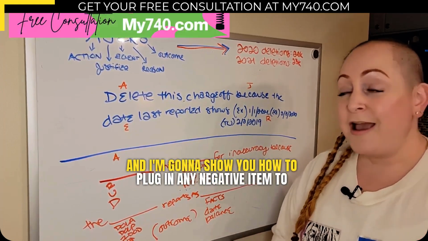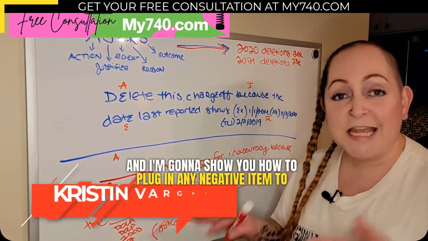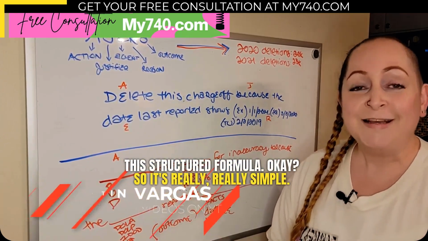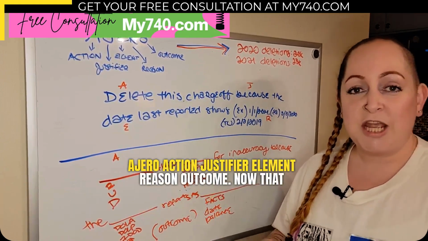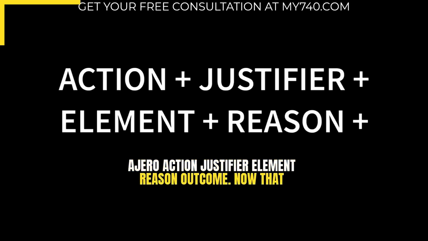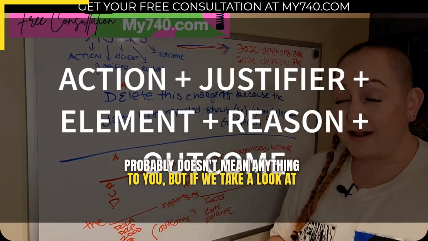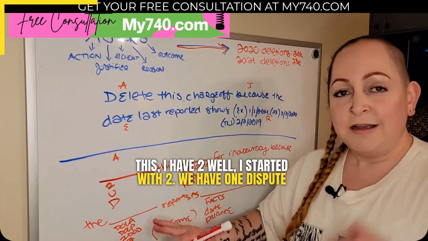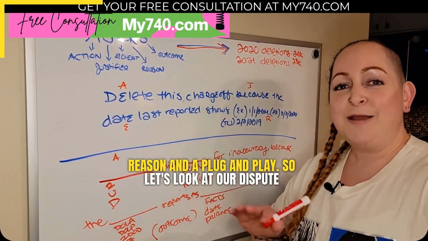And I'm going to show you how to plug in any negative item to this structured formula, okay? So it's really, really simple. AJERO: Action, Justifier, Element, Reason, Outcome. Now, that probably doesn't mean anything to you, but if you take a look at this, I started with two. We have one dispute reason and a plug and play.